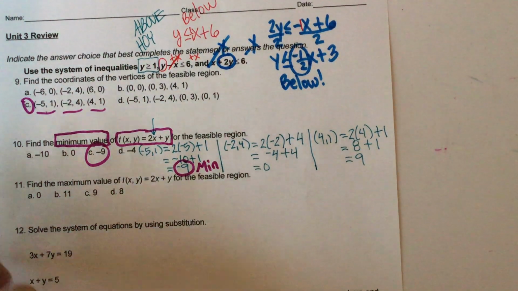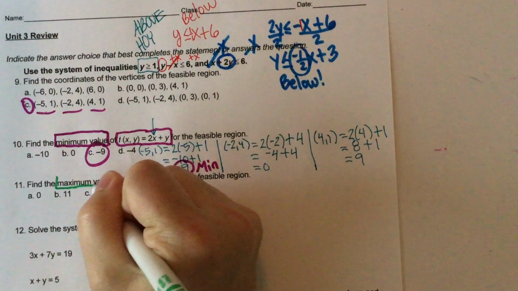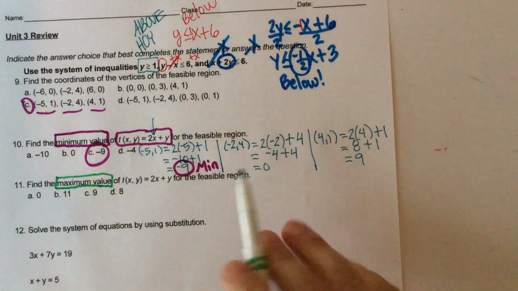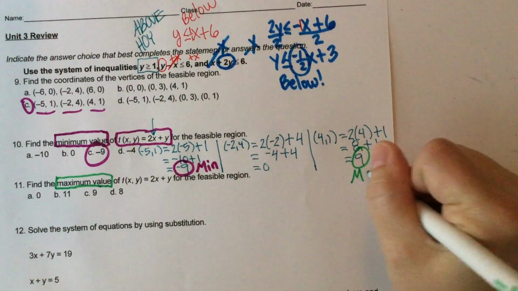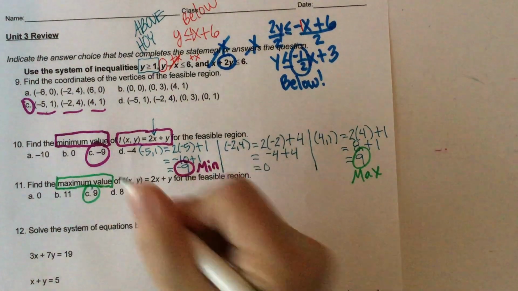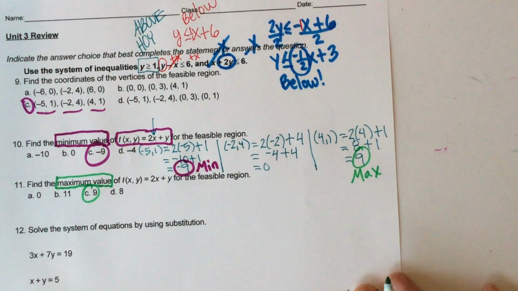Okay, and then number 11 is asking for the maximum. So I've already done all of the work. So which is the biggest number? Positive 9 is the biggest number, so that's our maximum. So 9 is our maximum. So answer choice C.